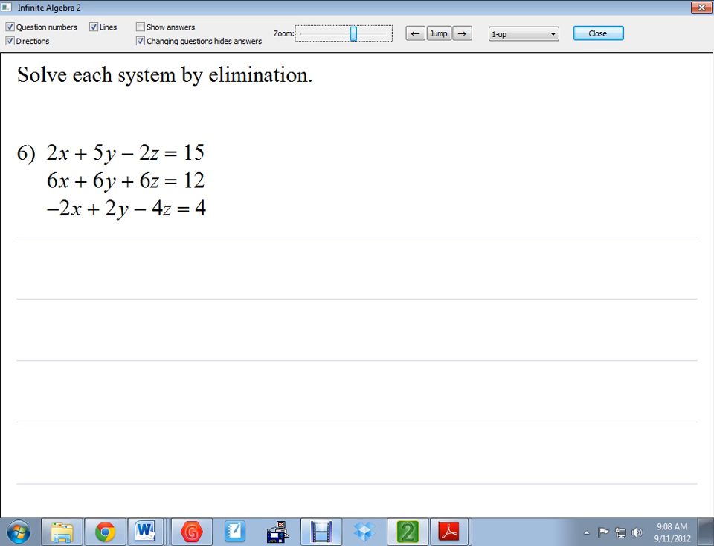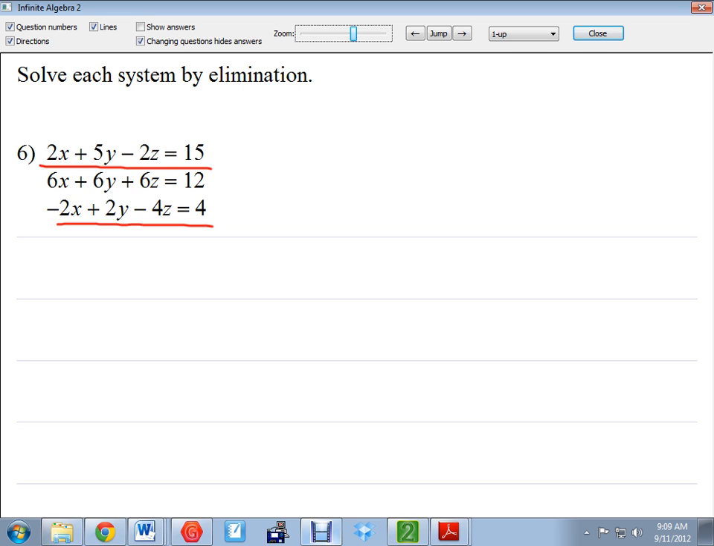Now, the goal of elimination is to eliminate variables, but I can only eliminate one variable at a time usually, so what I'm going to have to do is just pick two equations to start with. So you can start with the top two and then do the bottom two, but if you look at the equation that we have here, the first one and the last one together would make a good combination because they're very similar to each other.